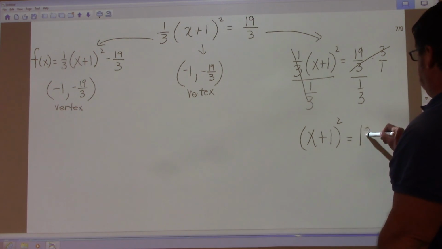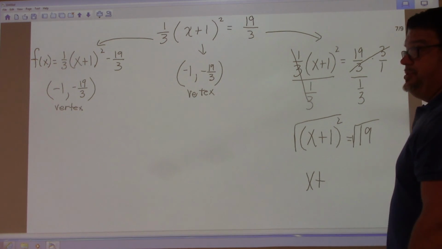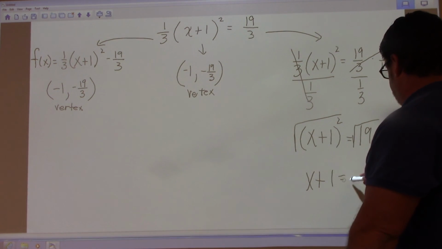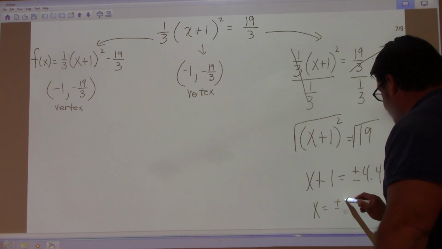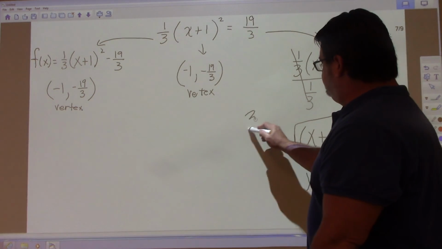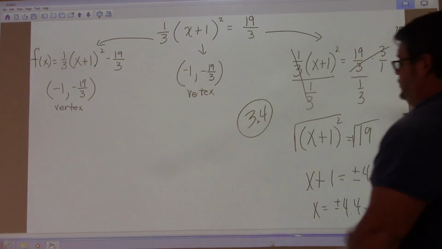X plus 1 squared is equal to 19. Take the square root of 19. We can do that. Square root of 16 is 4. I'd say 4.2. What does it come out to be? What's the square root of 19? 4.35. 4.4. Does it matter when you're sketching a graph? No. X plus 1 is equal to positive or negative 4.4. X is equal to positive or negative 4.4 minus 1. What's 4.4 minus 1? 3.4. What's negative 4.4 minus 1?